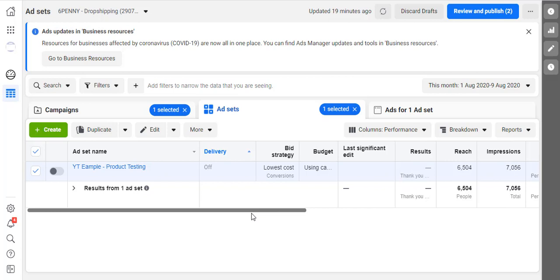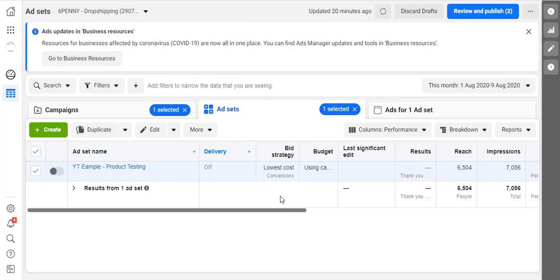I'll show you the date when I started, but I tested it for 3 days, continuously. My bidding strategy was on lowest cost, and I set this up for conversions. I already set up a website where I'm selling the product so that I could actually see if people want to buy this product.